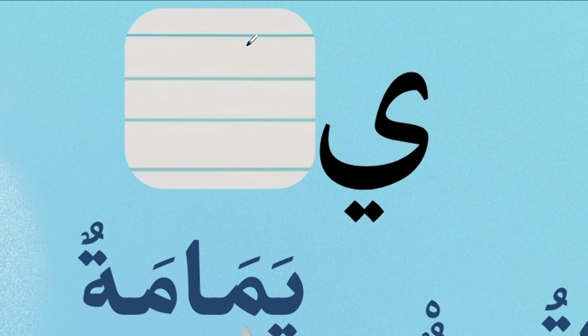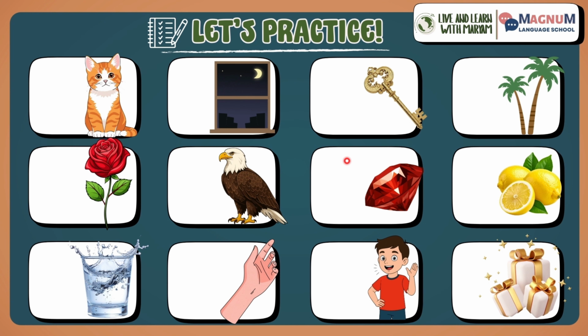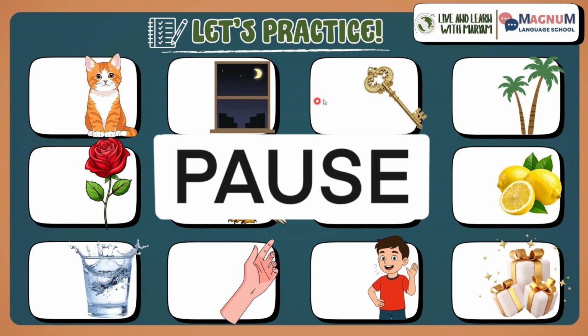Now let's see how to write this letter. Like this. Like this. Okay. Now let's practice these new 6 letters. We have to do the same task. Identify the pictures and write the letters associated with these. Pause the video and try doing it yourself.